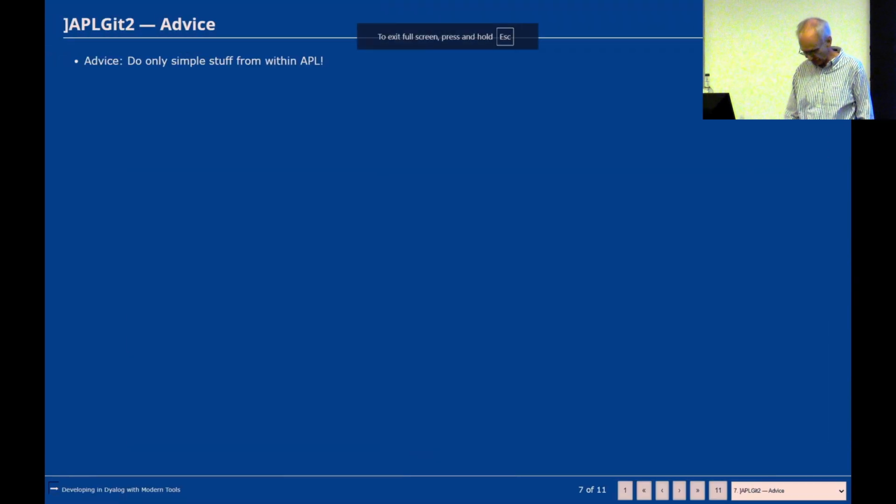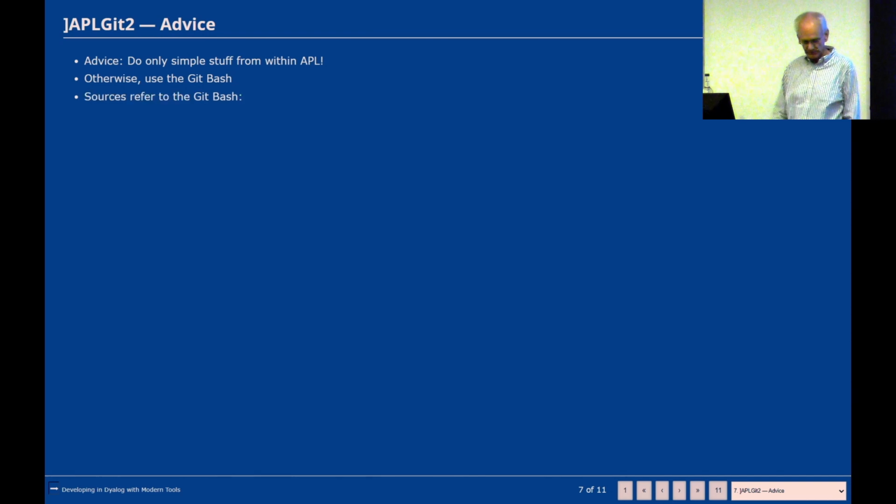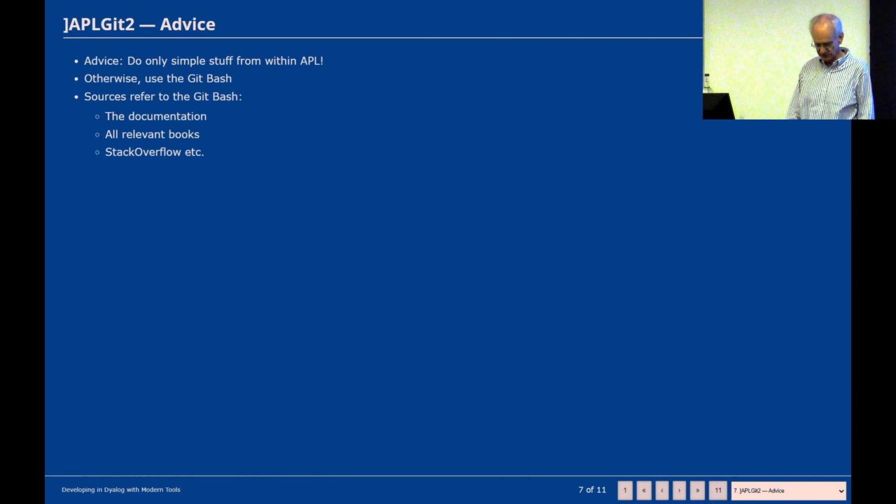So I have one more thing to say. My advice using Git commands from within APL is do only simple stuff. Otherwise, use a Git bash. The reason for that is sources refer to the Git bash. So when you read the Git documentation, or when you read one of the relevant books, or when you ask on Stack Overflow for advice, they all refer to the Git bash. If you're not familiar with this, you're on your own. So there's a good reason to do this.